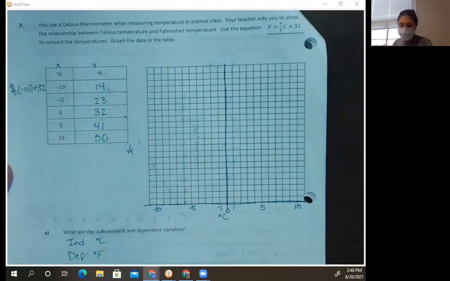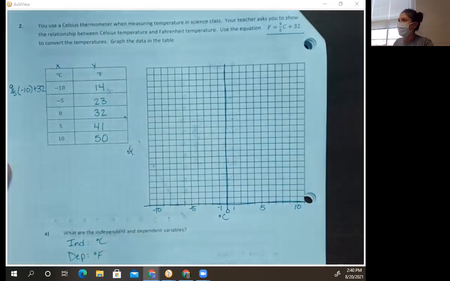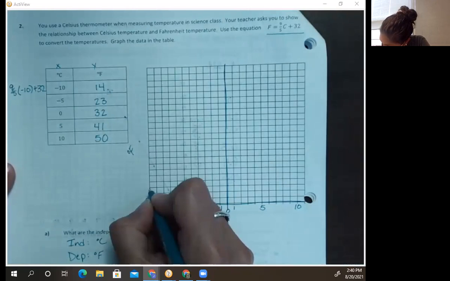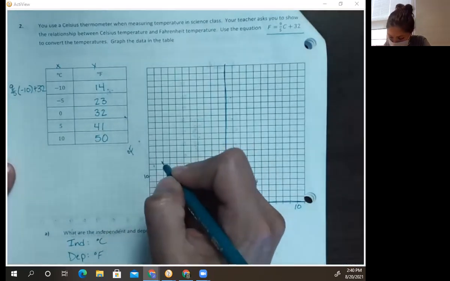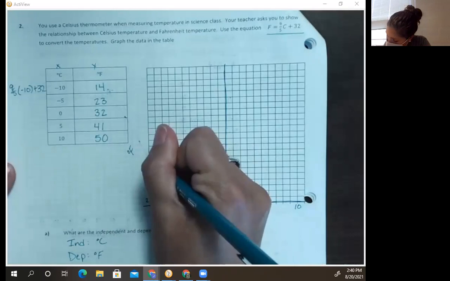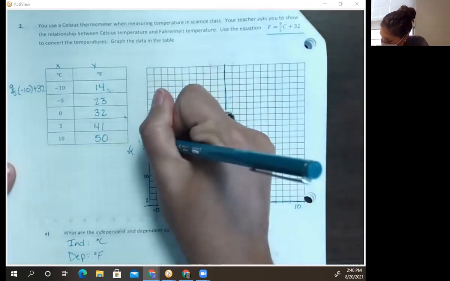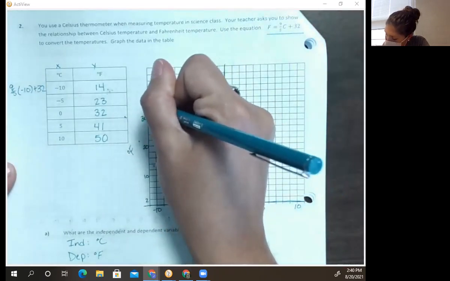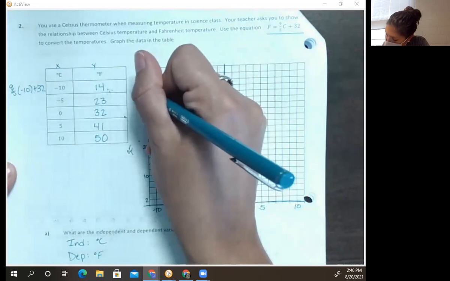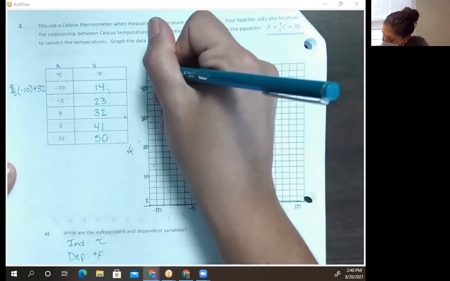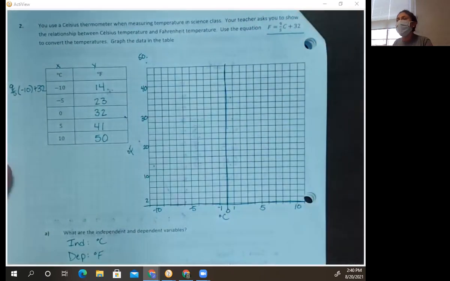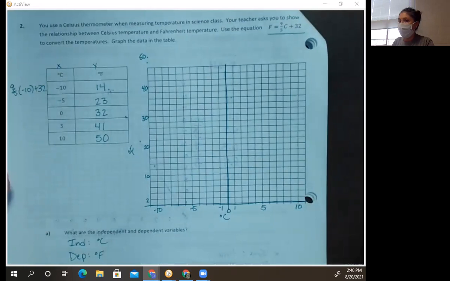Now my Fahrenheit temperatures are more spread out. I get some larger values here. So I'm going to go by 2s for my Fahrenheit scale. So this would be 2, 4, 6, 8, 10, 12, 14, 16, 18, 20, 22, 24, 26, 28, 30, 32, 34, 36, 38, 40, and so on up to 50. So my last point is going to be off my graph a little bit. One point slightly off your graph is okay.